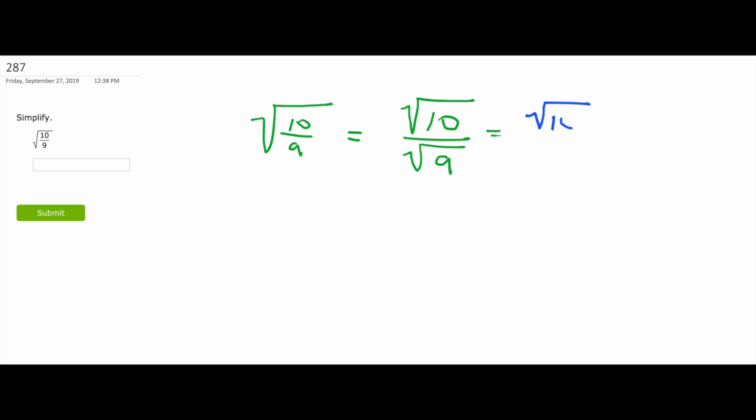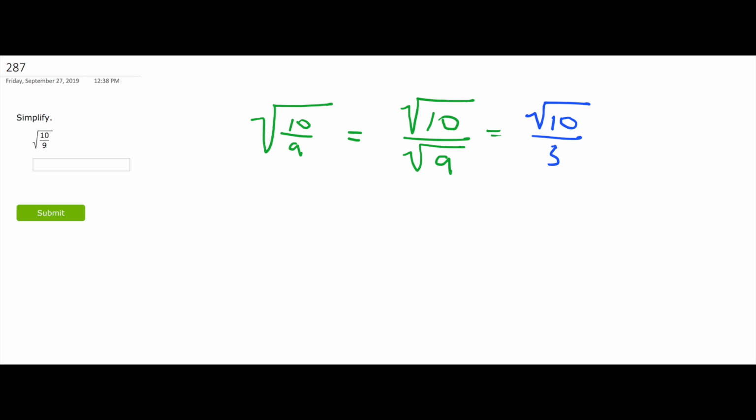So the square root of 10 over 9 is the exact same thing as the square root of 10 over the square root of 9. A lot of times when you have a fraction under a root, you want to split it up into two. And a lot of times when you have them split up into two, you want to put them into one. So this becomes the square root of 10 over 3.